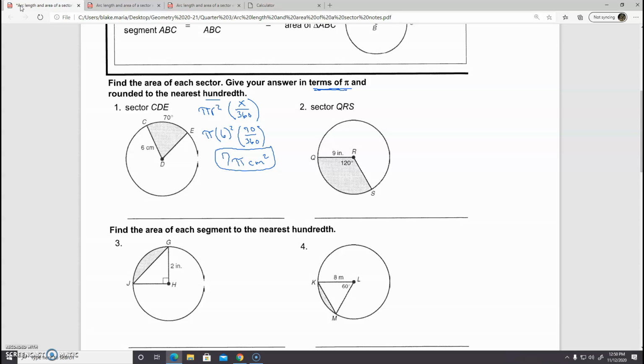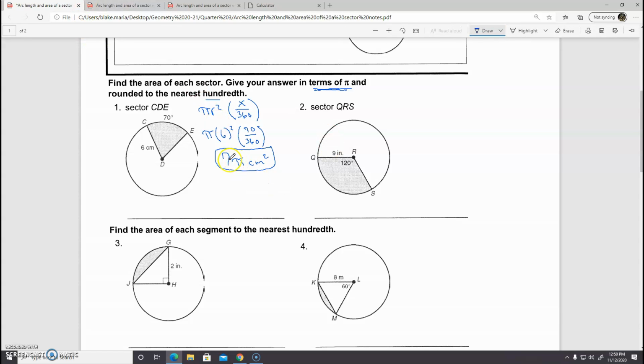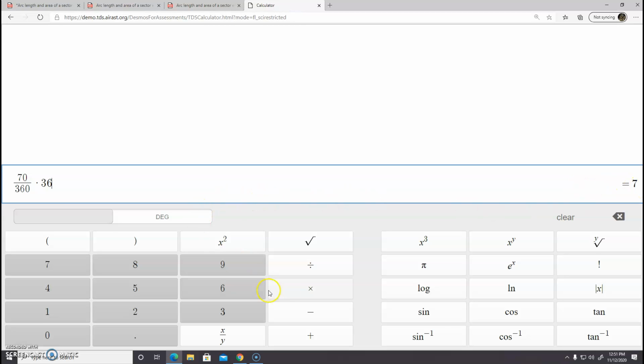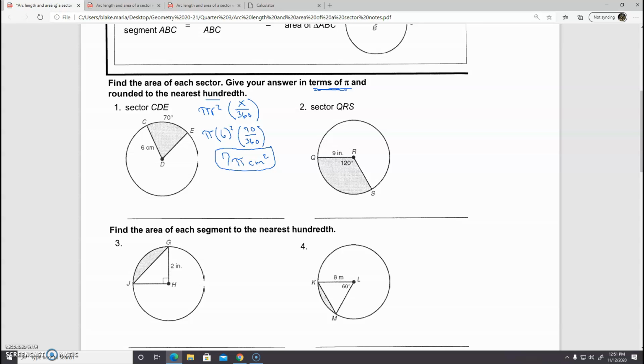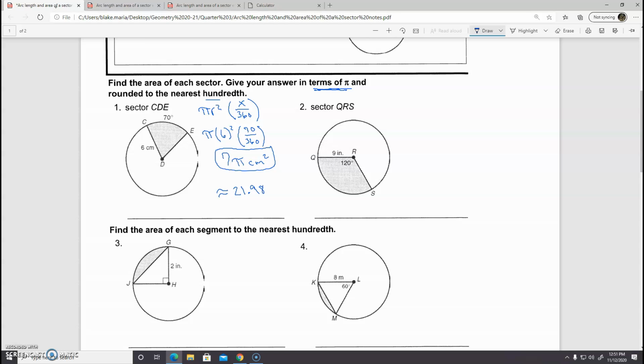So this is in terms of pi. In terms of pi means leave pi alone. That's also exact. Then you're going to come back to your calculator. We need to do 7 times pi, so 7 times 3.14 is 21.98, which happens to be the nearest hundredth, centimeters squared. So again, they're asking for two different answers, exact in terms of pi and rounded to the nearest hundredth.